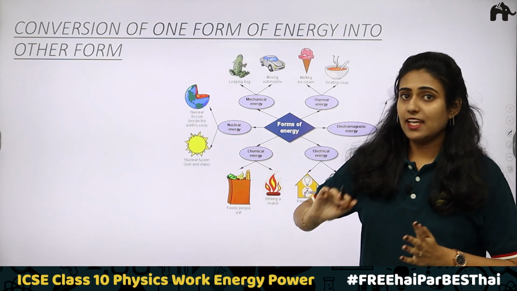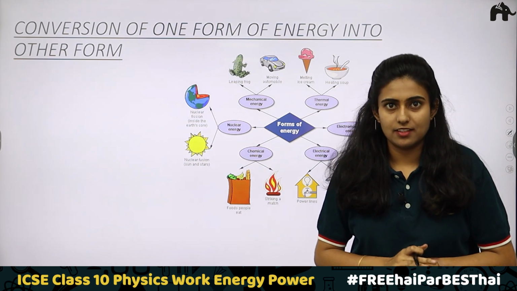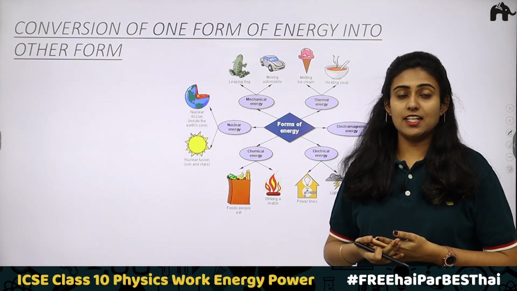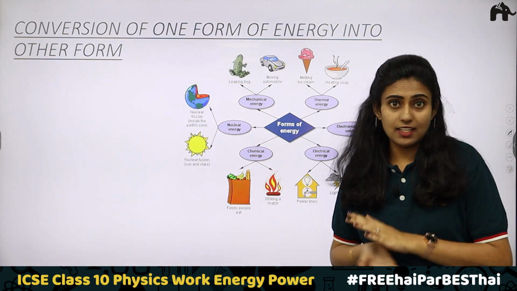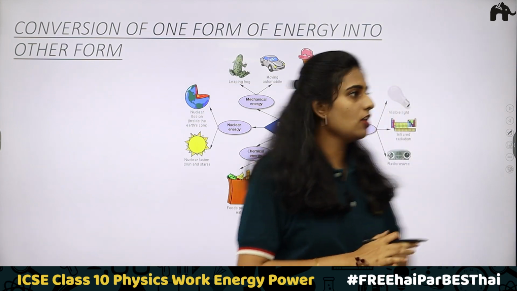Now all this energy can be converted into different forms. The energy from the sun, we can convert it into heat energy, light energy, electrical energy. All these energies, mechanical energy, can be converted into different forms. Now we are going to discuss the conversion of energy.